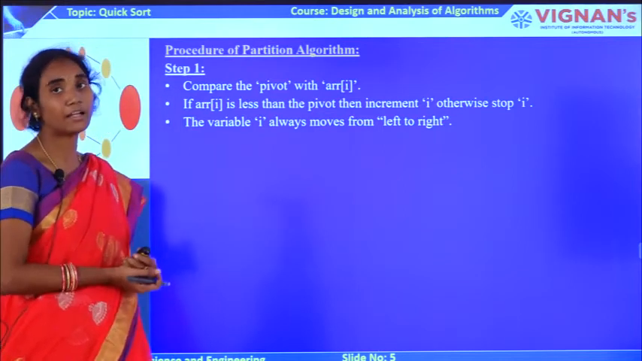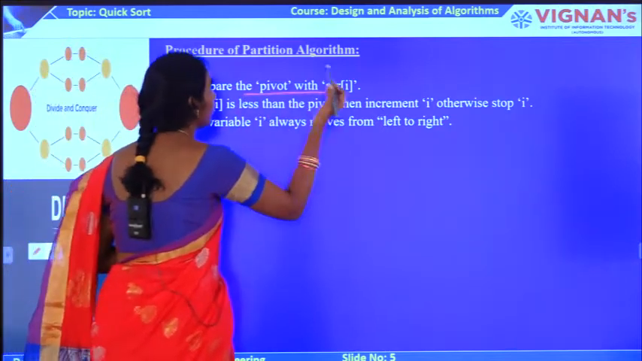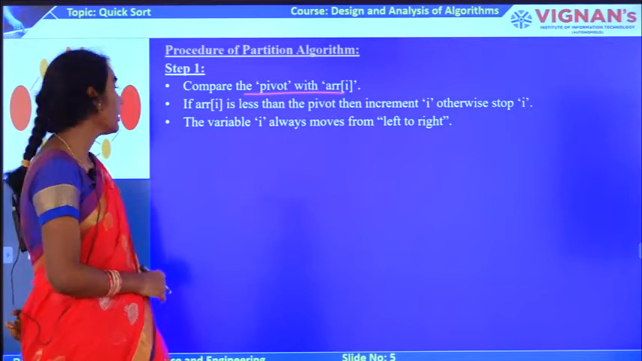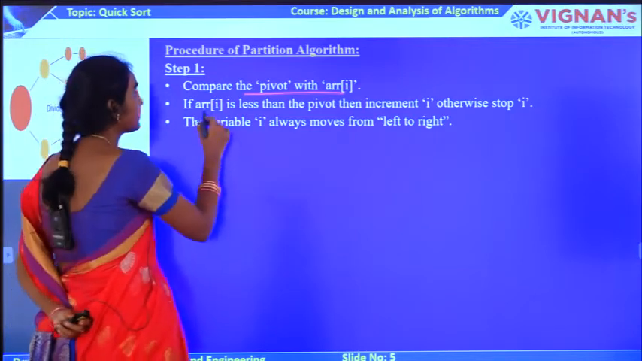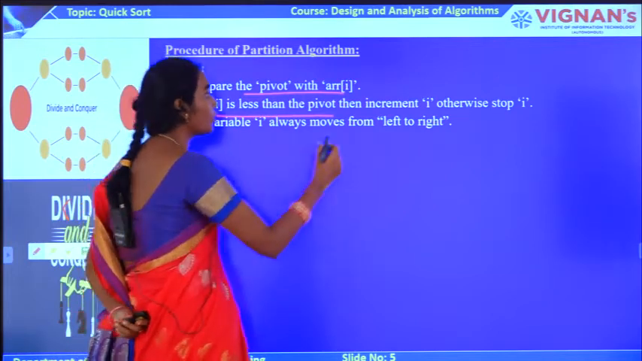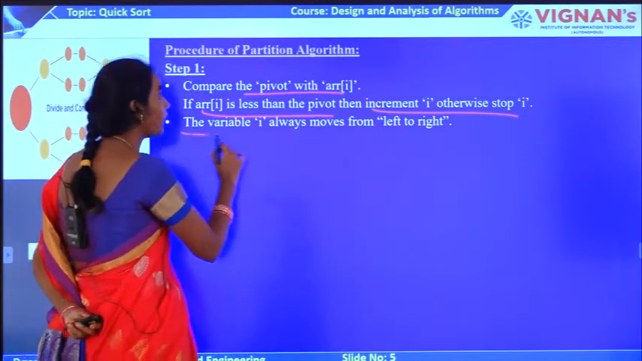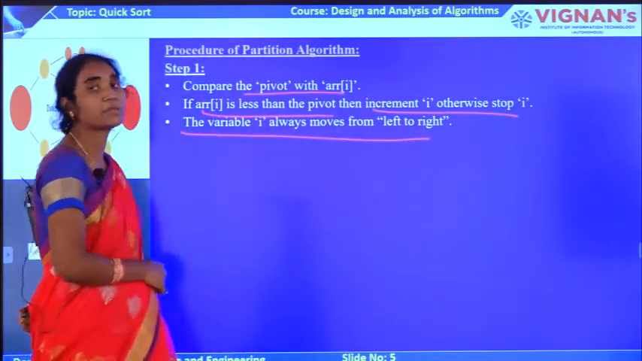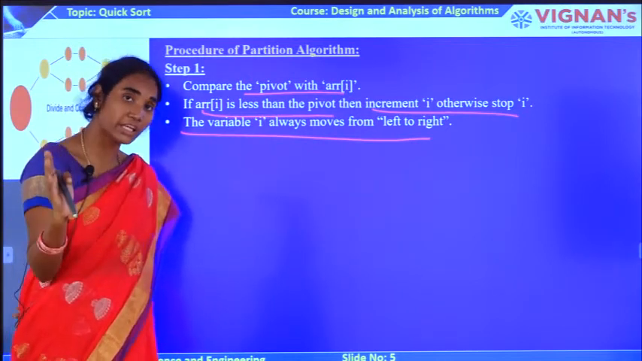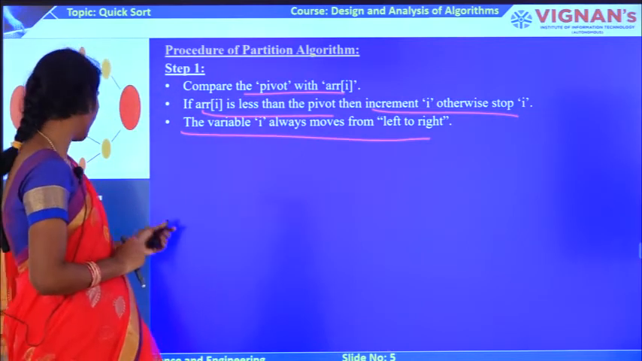This is the internal procedure of the partition algorithm. The first step is to compare the pivot element with A of I. Compare the pivot element with array of I. Initially array of I points to the low. Now if array of I is less than the pivot, then what we have to do is increment I, otherwise stop I. Now the variable I always moves from left to right. Please remember, the variable I always moves from left to right, whereas the variable j will always move from right to left. Okay.